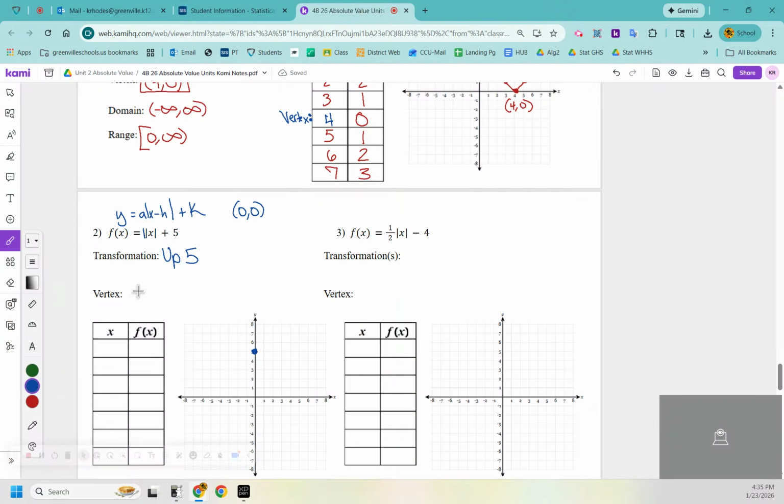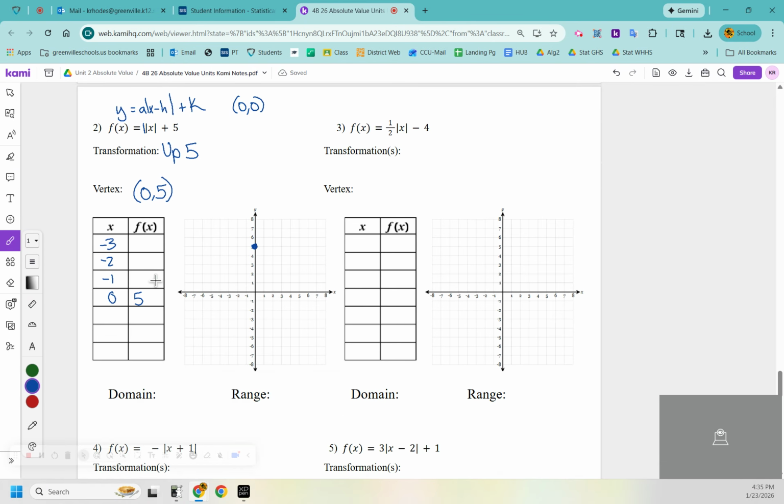So my new vertex is 0, 5. Set the middle equal to 0, x equals 0, plug it in, and get 5. 0, 5. Put that in the middle of your chart. Go down, and count up. You can use your equation and plug it in.